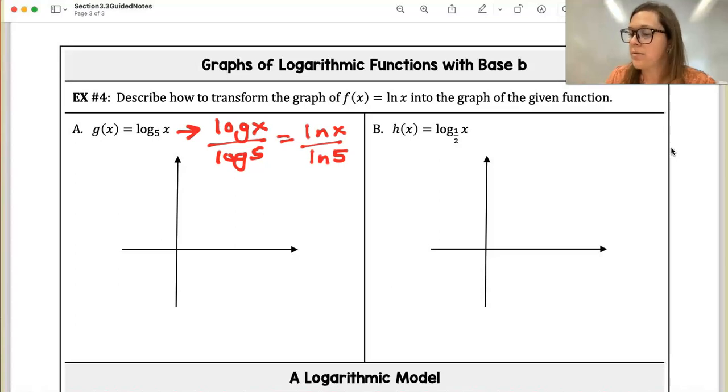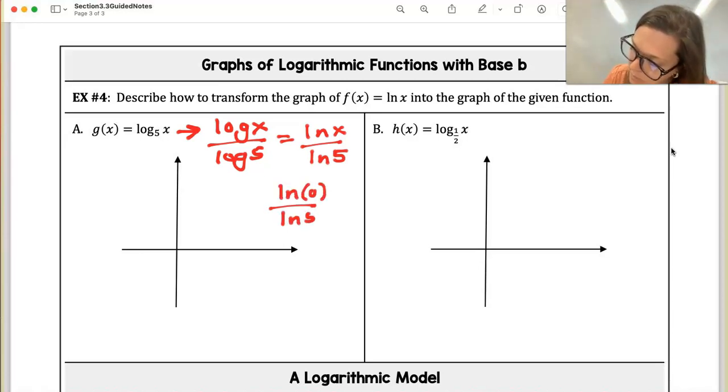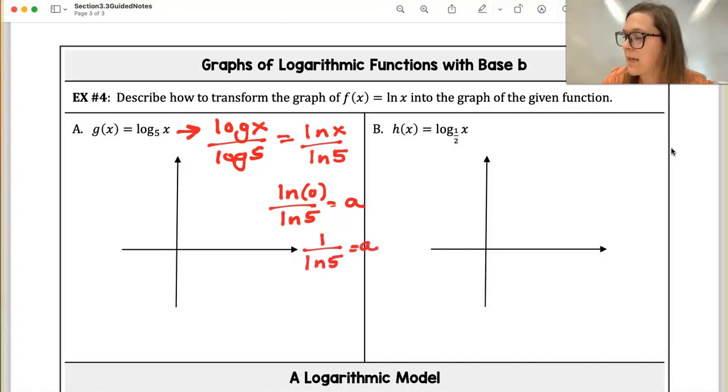So I do know that I need to figure out, if I plug in 0 for x, what do I get as my output? Because that's going to be my a, my initial. So if I plug in 0 for x, what do I get for my initial starting point? Well, the natural log of 0, or the log of anything 0, is always 1. So now I have 1 over the natural log of 5 is equal to a.